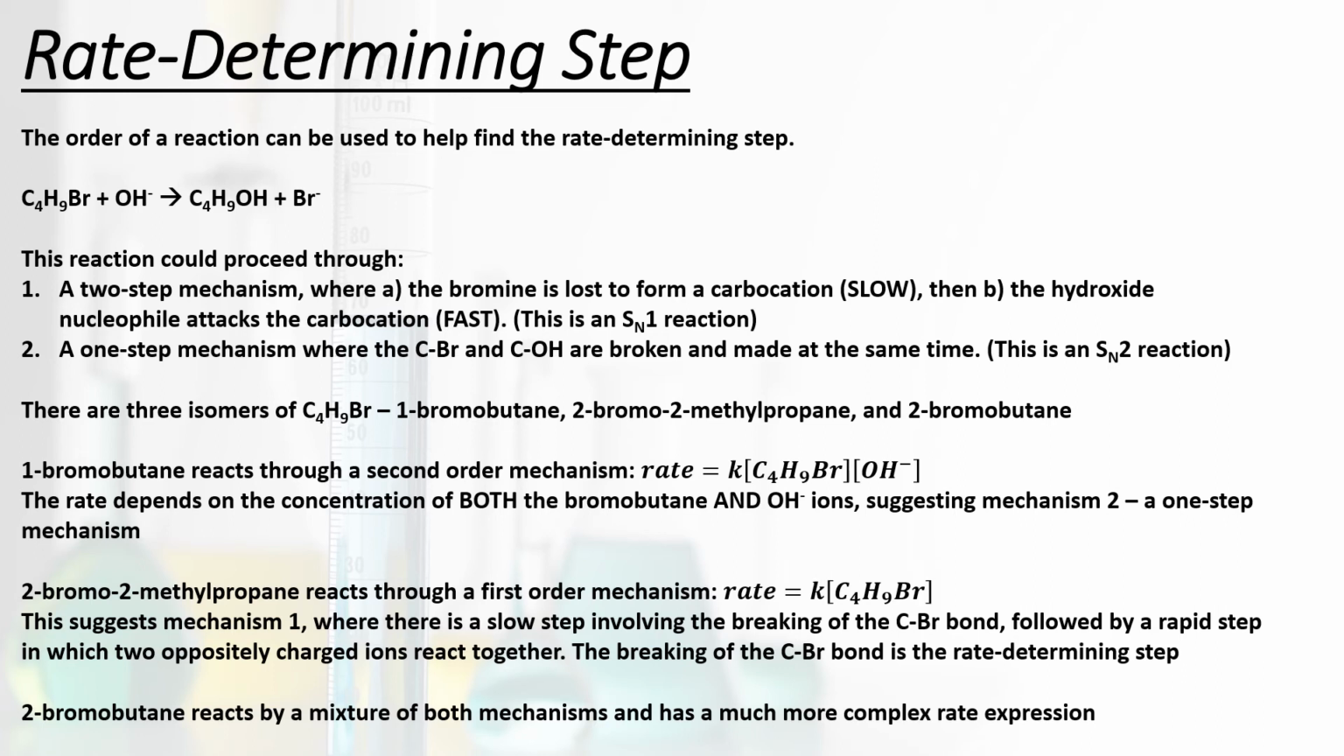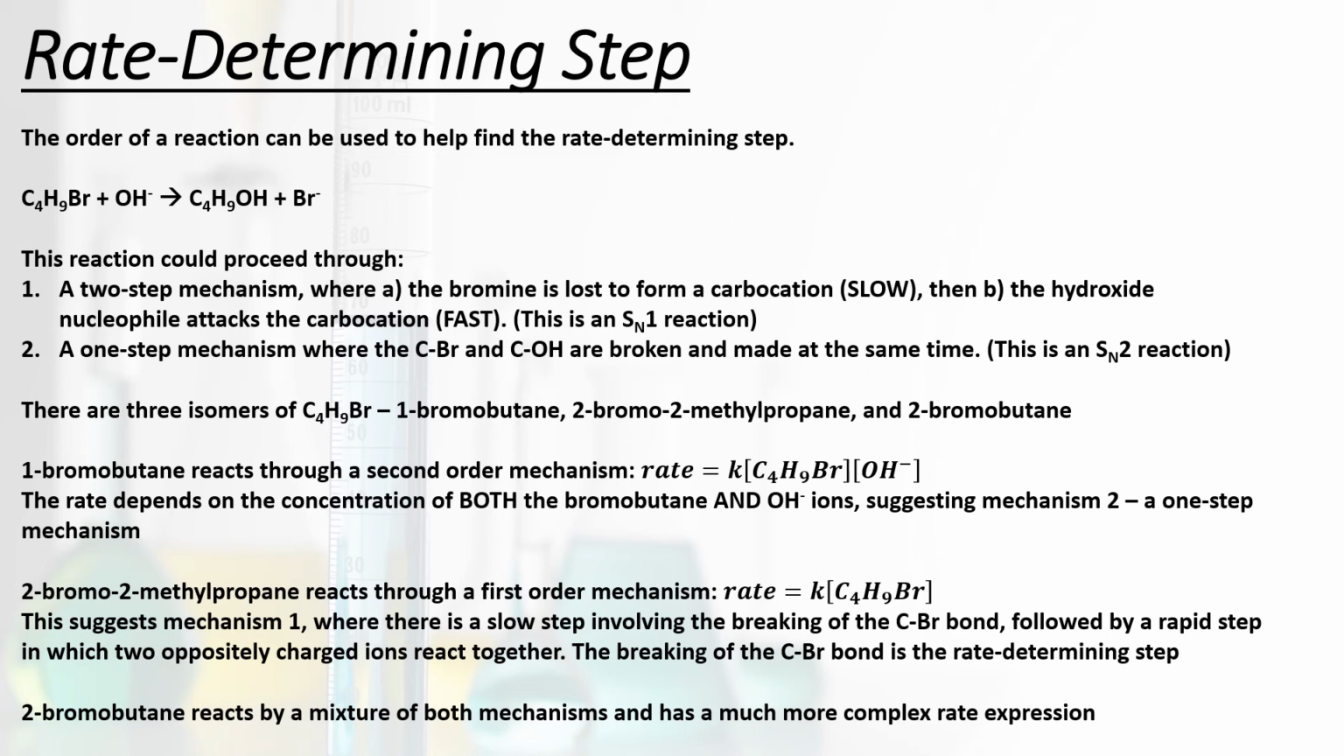Now, 1-bromobutane reacts through a 2nd-order mechanism. So that is that the rate is equal to k, the bromobutane concentration, and the hydroxide anion concentration. Now, because the rate depends on both the concentration of the bromobutane and the hydroxide anions, this suggests mechanism 2, the 1-step SN2 mechanism. Because remember, only the species that are involved before or during the rate determining step, the slowest step, appear in our rate equation.